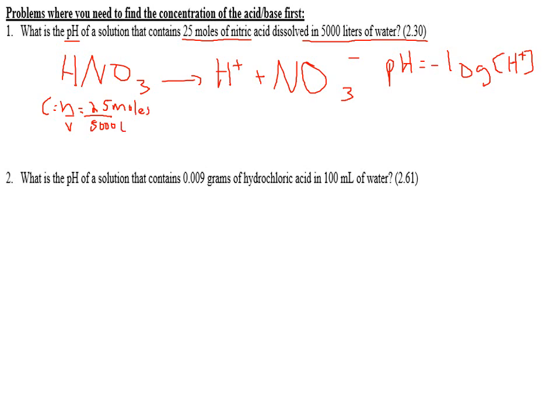So 25 divided by 5,000, and you get 0.005 molar. Remember, the concentration of the acid is going to be equal to our concentration of the hydrogen ions. And now we can do our pH calculation. Negative log of that number, of our 0.005. And we get a pH of 2.3.